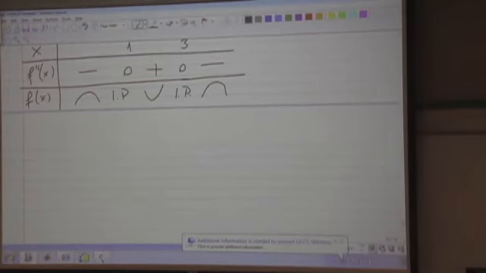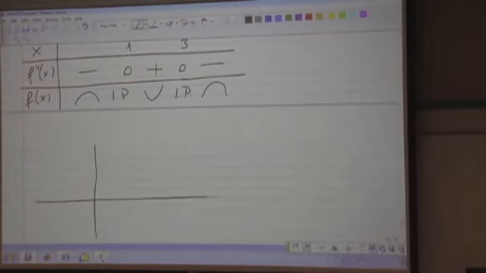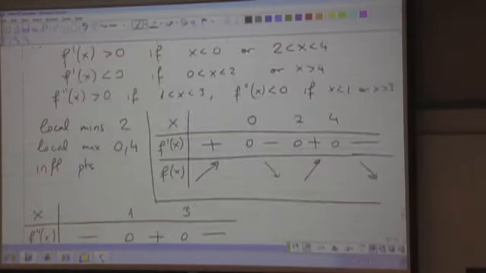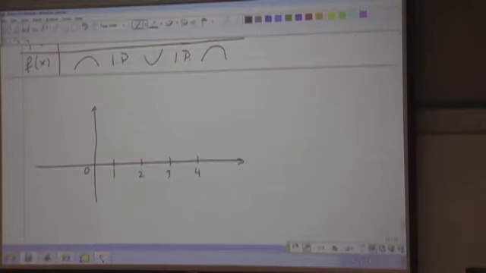What are we looking for as far as the graph is concerned? I have 0, 1, 2, 3, and 4. Right? Let's see. 2 is a minimum, 0 and 4 are maximums. So let's say I'm somewhere over here for a minimum, and let's say I'm up there for maximums. Right? What else do I know?